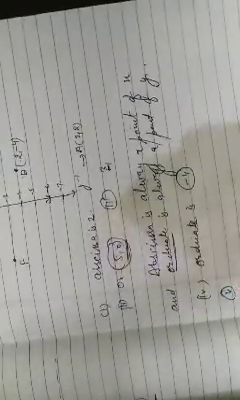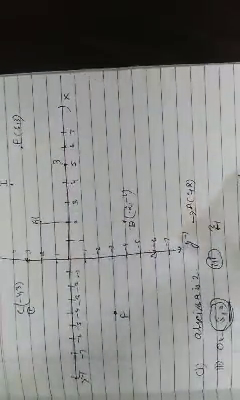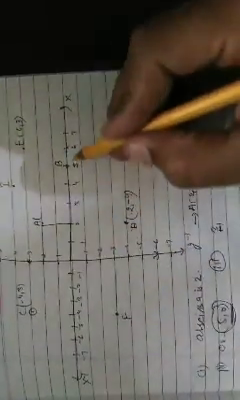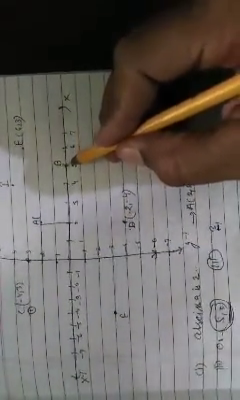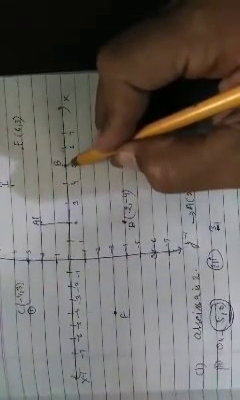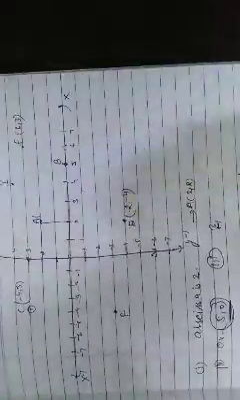We see question number 3. Students, in the XY plane, the points are named A, B, C, D, E, F. These are the points. First part: the abscissa is 2.